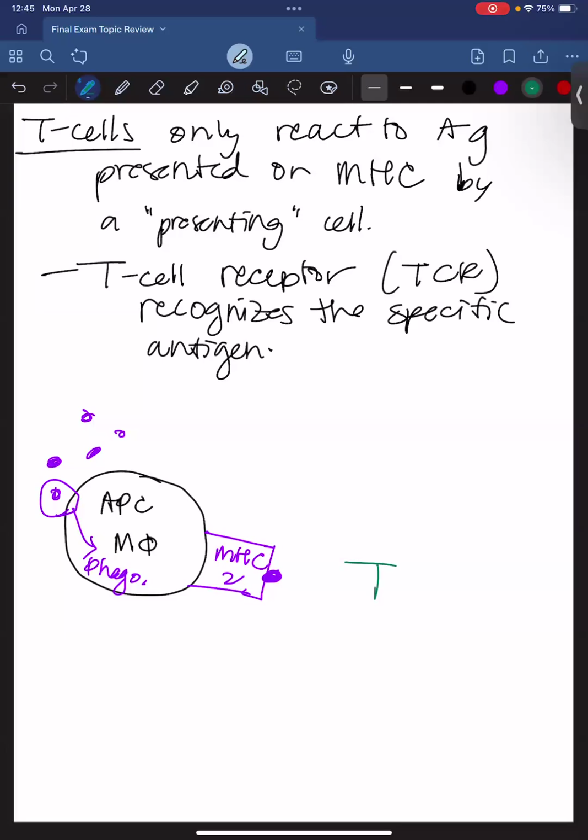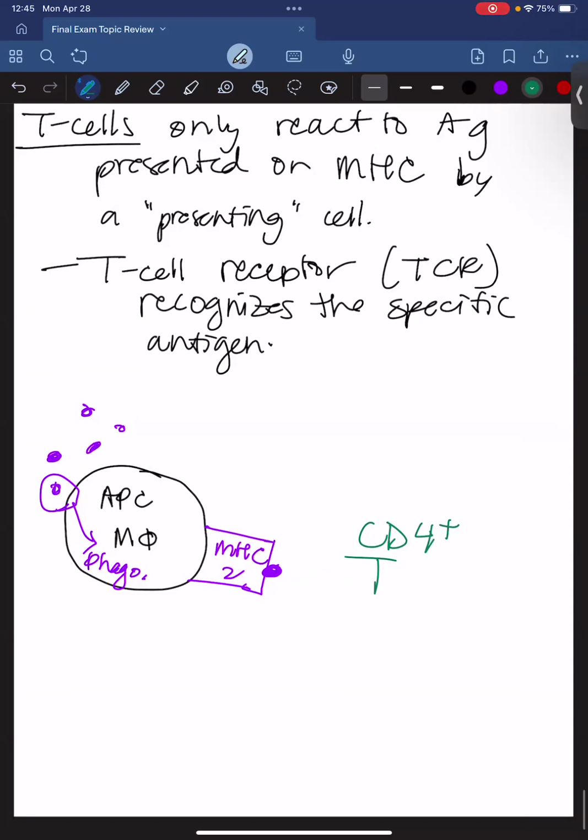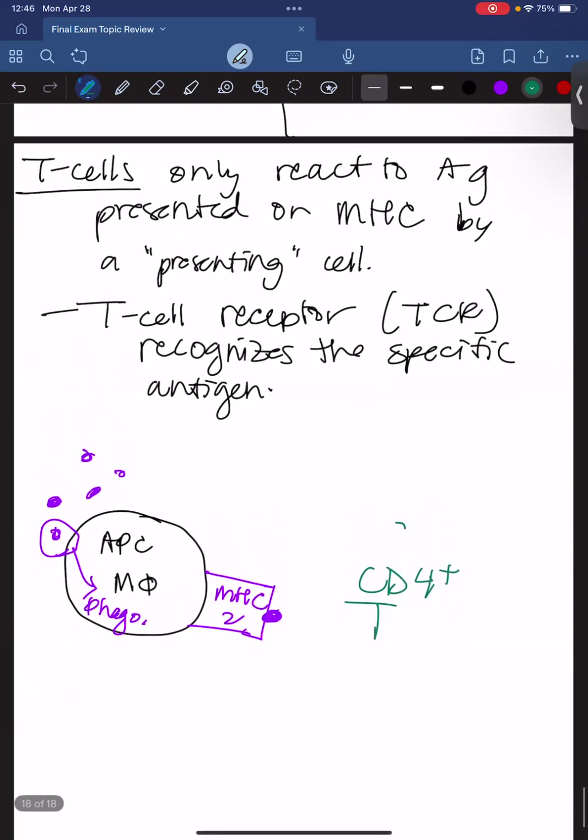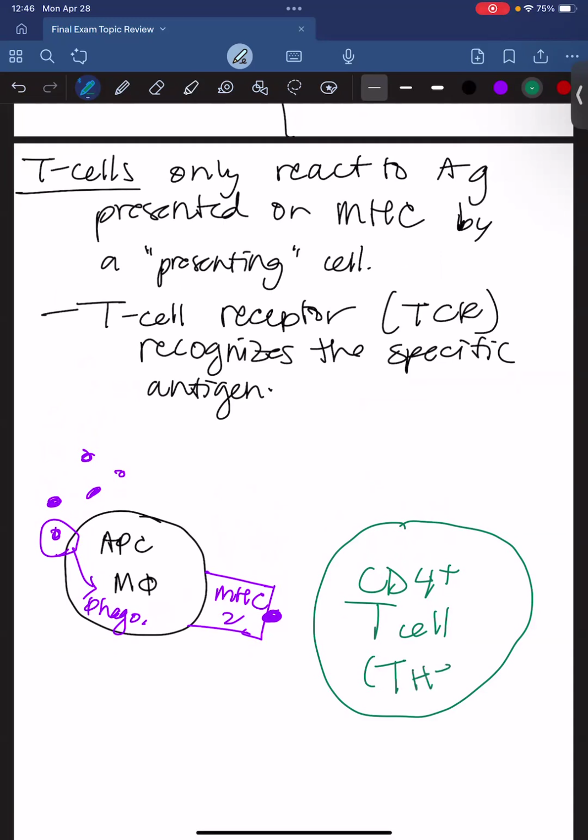Then my CD4 positive T cell. This is on MHC2, so it has to be a CD4 positive cell, right? What kind of cell is CD4 positive? T helper. Just T helper. Yes, good. So this is the T cell receptor, which recognizes the antigen. And then what marker recognizes the MHC2? CD4. So this is what's actually happening.